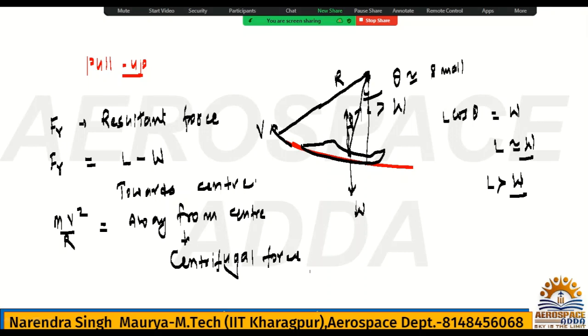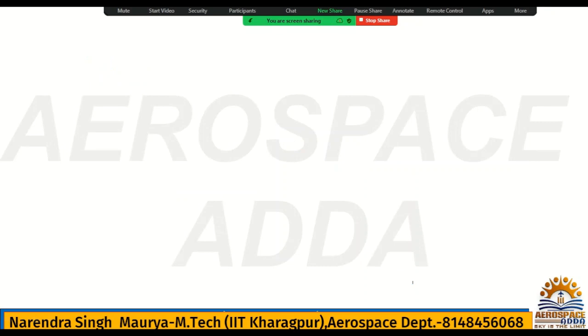For the balancing condition, what can you write? You can write that Fr is nothing but mv square by r. That's the meaning of it. Now, if you check, Fr is nothing but lift. How can you write this?